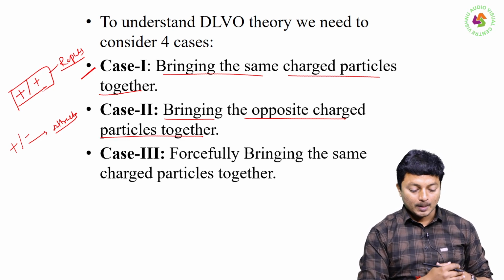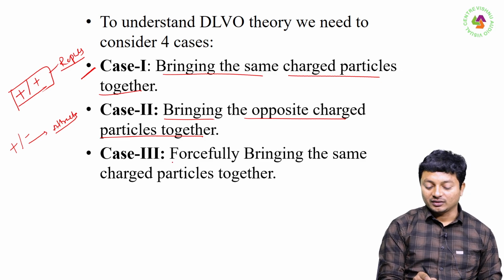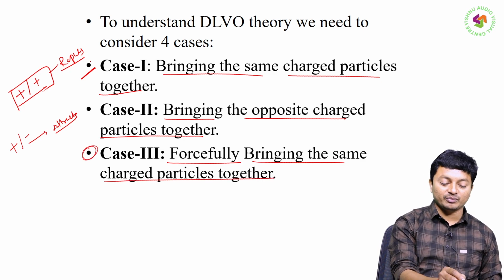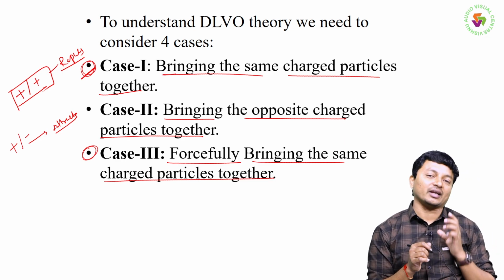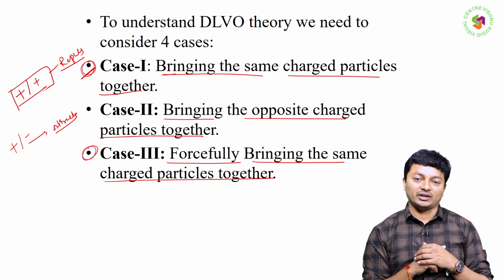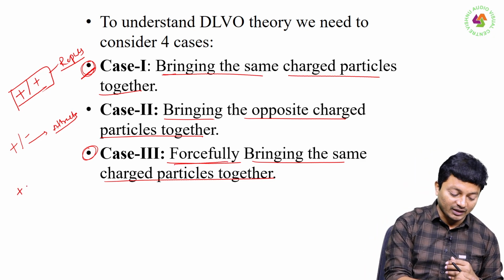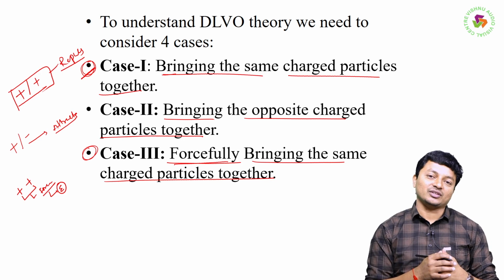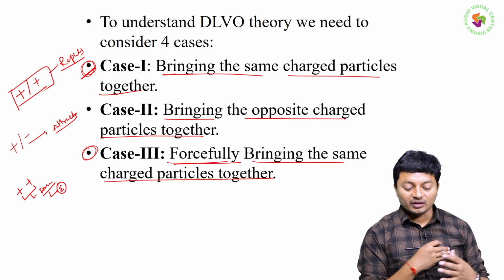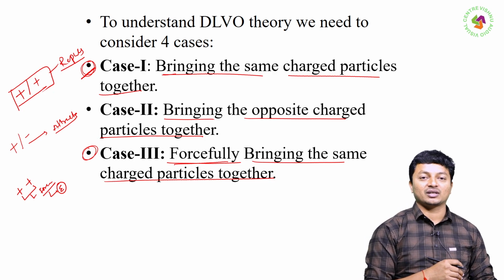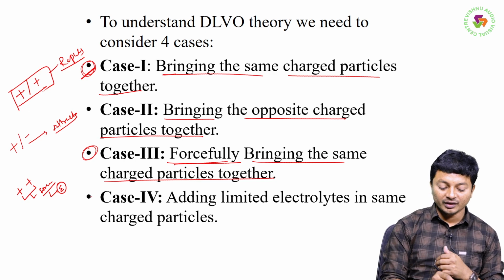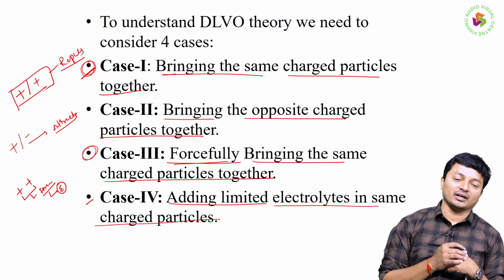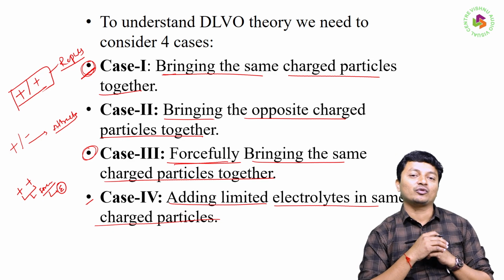We will discuss in detail what happens in case 1 and case 2. In case 3, we need to bring the same charged particles together forcefully. Here you need to see the difference between case 1 and case 3: in case 1 we are not applying any force, but in case 3 we are bringing them forcefully, which means we need some external energy. Let us see what will happen when we bring the same charged particles together by applying extra energy. In case 4, we are adding a limited amount of electrolytes to the same charged particles. These are the four cases to understand the DLVO theory in detail.